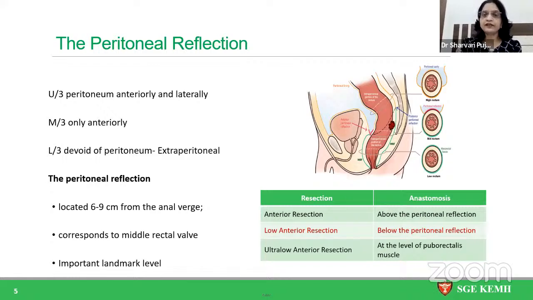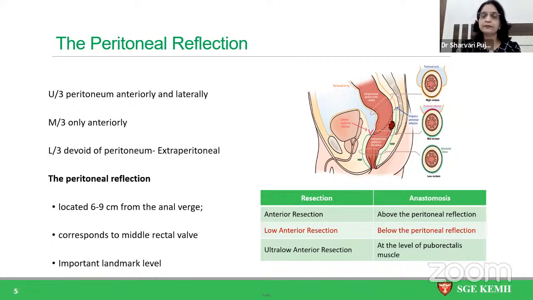Now coming to peritoneal reflections. The rectum is covered with the peritoneum. In the upper third, the peritoneum covers it anteriorly and laterally. In the middle third, however, it is covered only anteriorly, and the lower third is completely devoid of peritoneum, or it is extraperitoneal. The peritoneum which comes in front of the rectum gets reflected, and it is known as peritoneal reflection, and this level corresponds to about 6 to 9 centimeters from the anal verge.